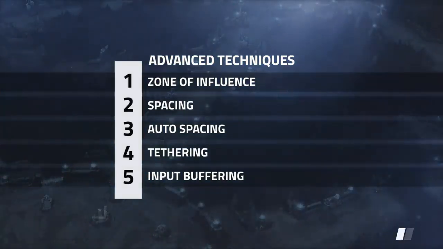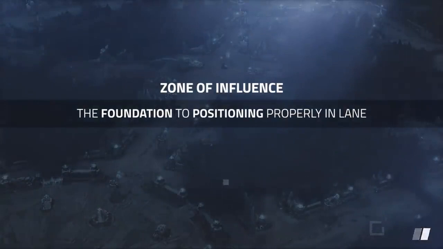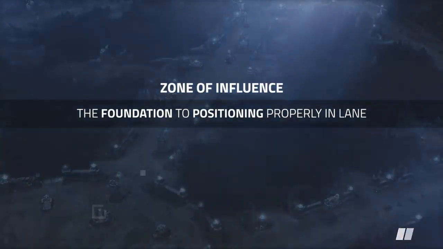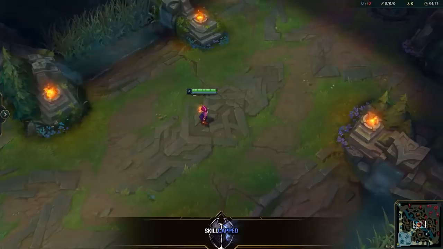Now, to understand the more advanced concepts we'll be getting into later, you first need to understand a concept called zone of influence. Zone of influence is the foundation to positioning properly in lane. Zone of influence is best explained visually. For example, let's use the champion Annie. Each one of Annie's abilities, including her auto attacks, have a range associated with them. Each one of their ranges can be represented with a circle around her.